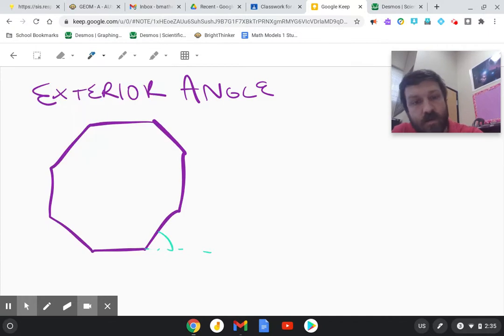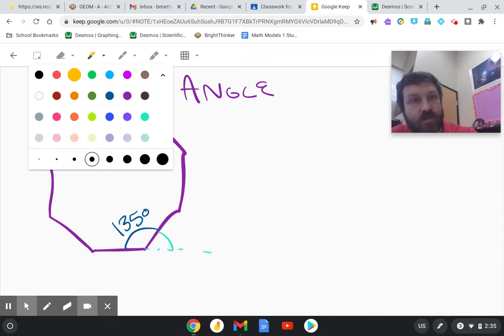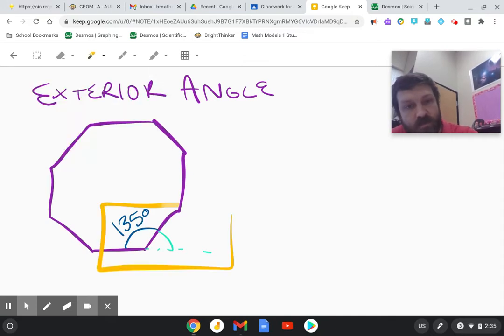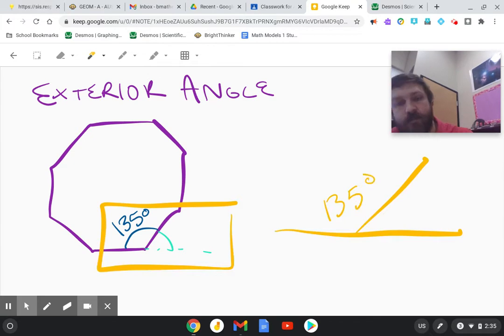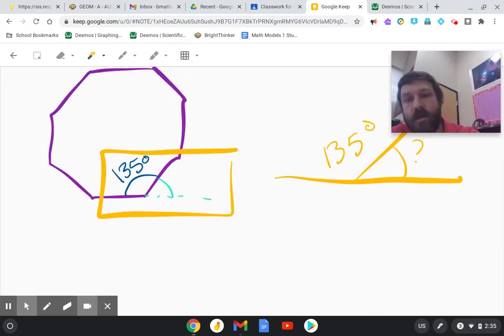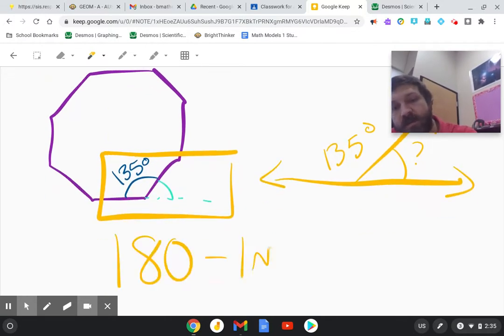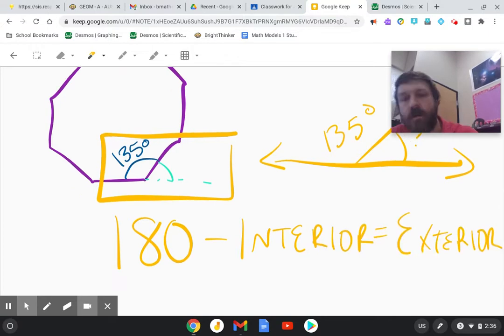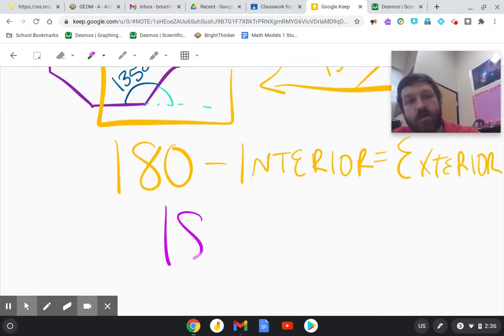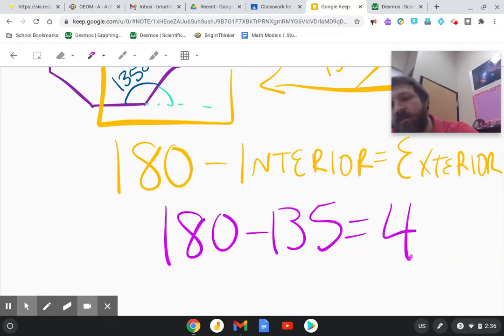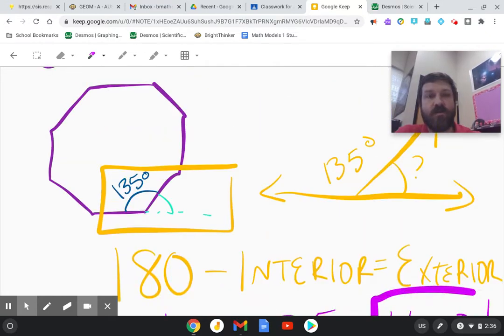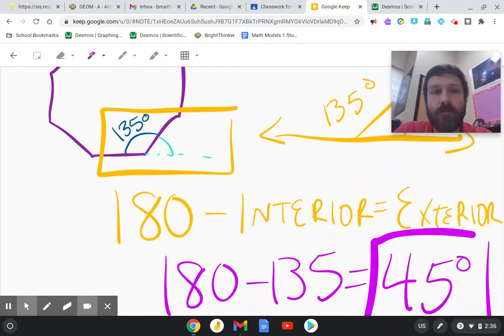So we already found that this angle was equal to 135 degrees. So what we find is that if I were to take this little section right here and look at this up close, I'll see the following. I have a line, I have a 135 degree angle here, and I'm looking for this angle right there. And since these are a linear pair, we know that 180 minus the interior angle will give us the exterior angle. So in our case, we're going to have 180 minus 135, and it gives us 45 degrees. And that's the measure of the exterior angle of that polygon.